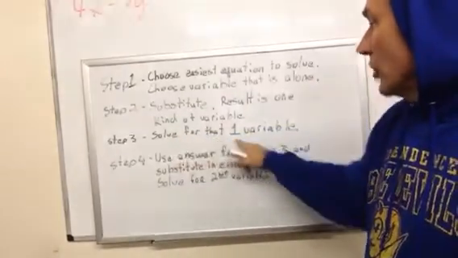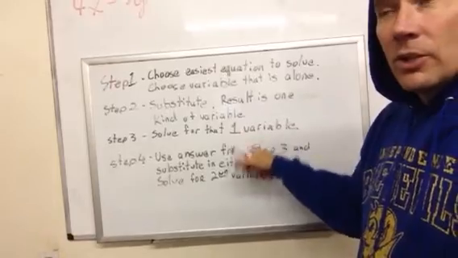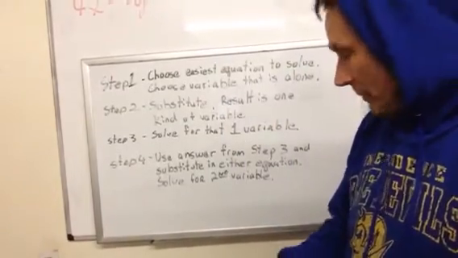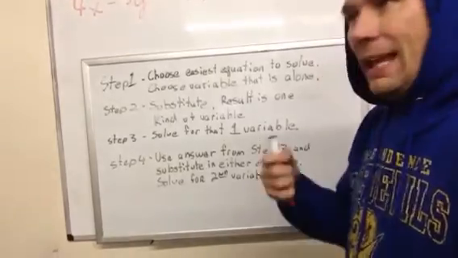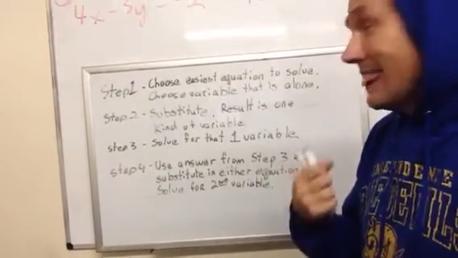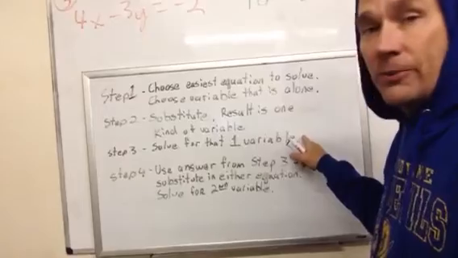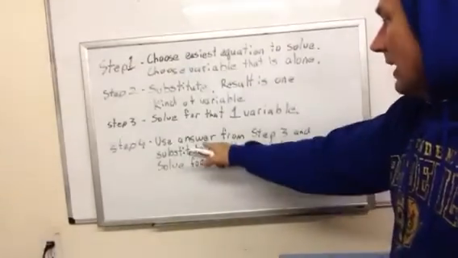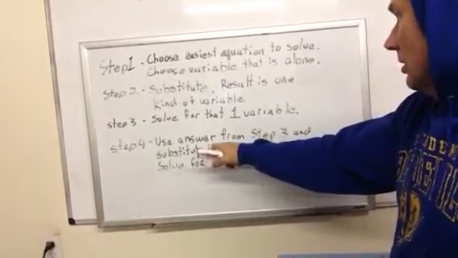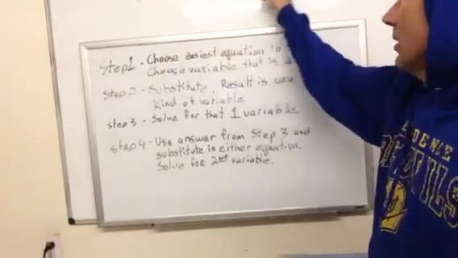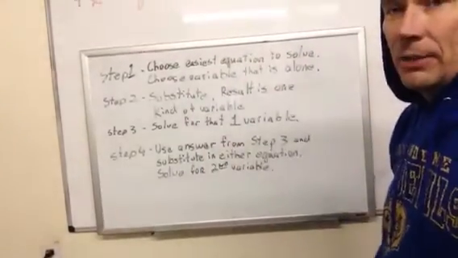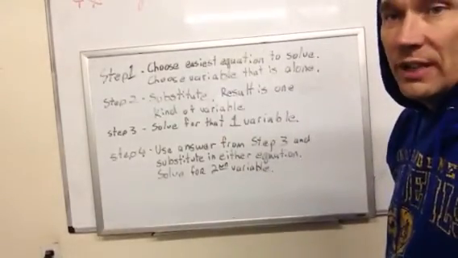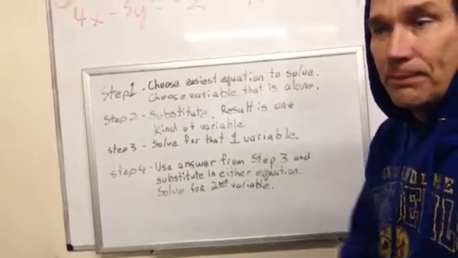Step 3, solve for that one variable. So we're going to have to distribute, combine like terms, add opposites, and then divide. That will get us our result for our first variable. Then use this answer, plug it in, and use either equation to get the second variable. So if you need to pause this, copy this down, and you can use this as a model.